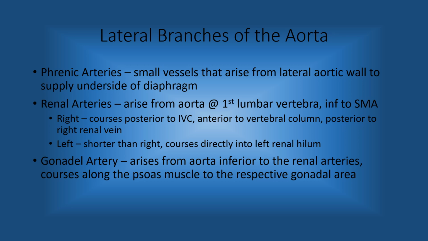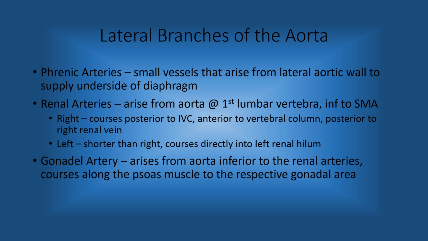Remember, our anterior branches from superior to inferior were the celiac trunk, the superior mesenteric artery, and the inferior mesenteric artery. Now we're going to talk about the lateral branches. These are the ones coming off the sides. We're going to start at the top again. At the top, we have the phrenic arteries. These are small vessels that come off the lateral aortic wall. They supply the underside of the diaphragm.